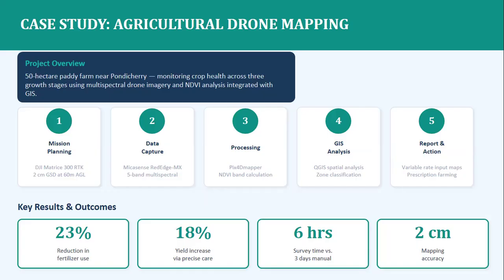As a result, the fertilizer usage was reduced by 23%, crop yield increased by 18 percent, and survey time was reduced from 3 days to 6 hours. So these are some of the key results and outcomes from this case study, so that we can maintain a 2 centimeter mapping accuracy.